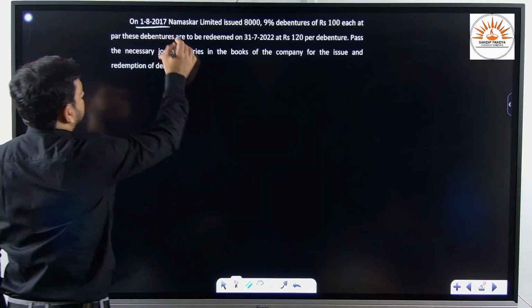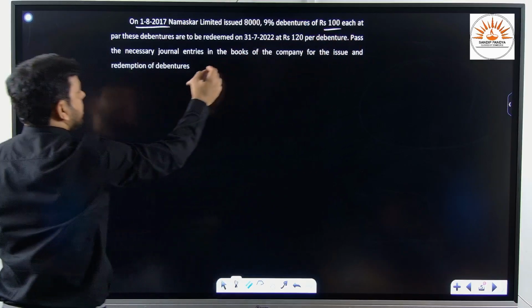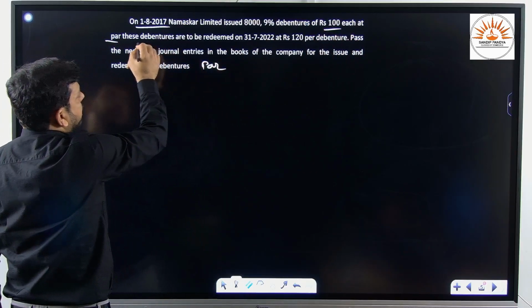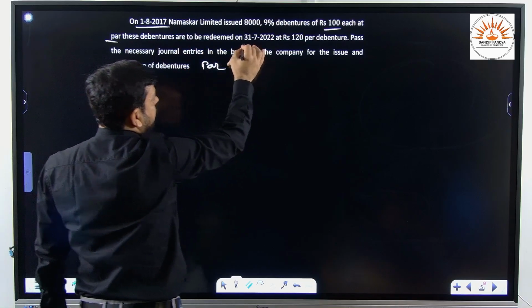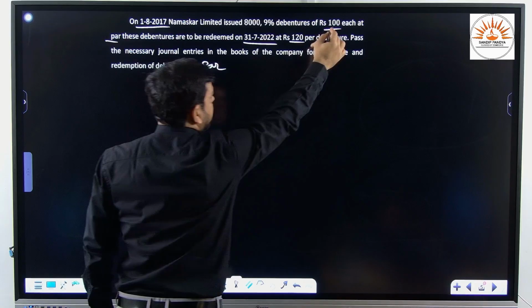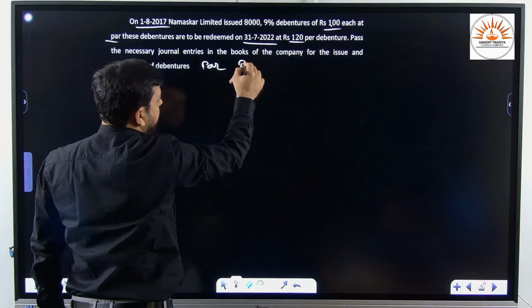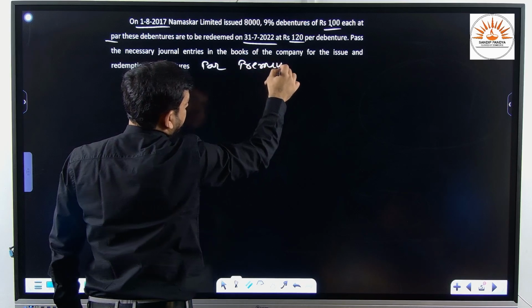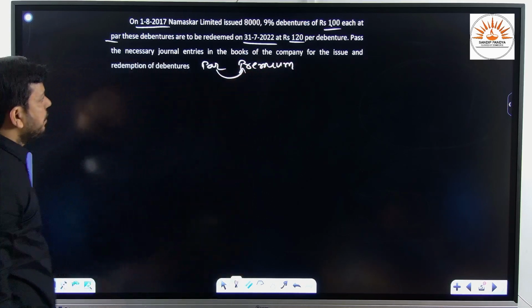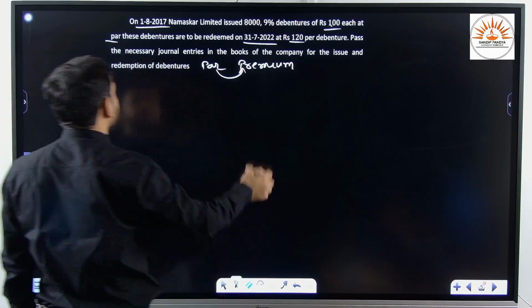On 1st August 2017, Namaskar Limited issued 9% debenture of 100 each at a par. That means these debenture are issued at a par, where debenture are to be redeemed on 31st of July 2022 at 120. So we can say that issued at 100, redeemed at a more value. That means company is redeeming this debenture at a premium. So which case shall we apply here? Issued at a par and redeemed at a premium. So pass necessary journal entry in the books of the company for the issue and redemption.